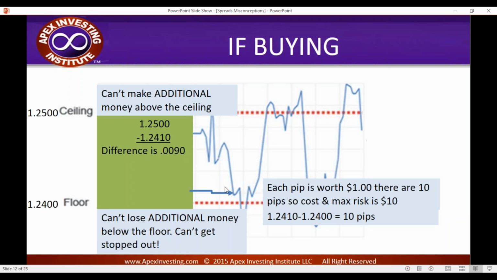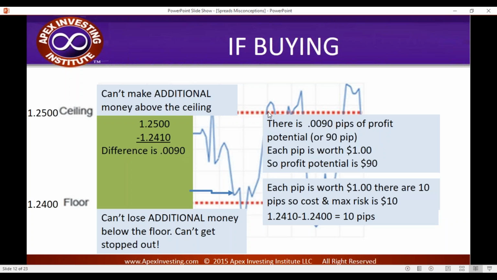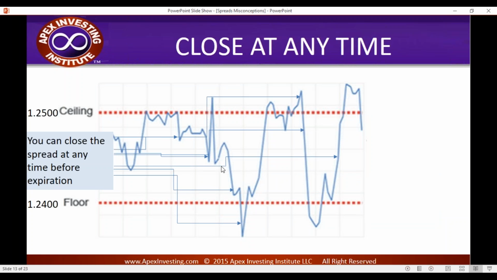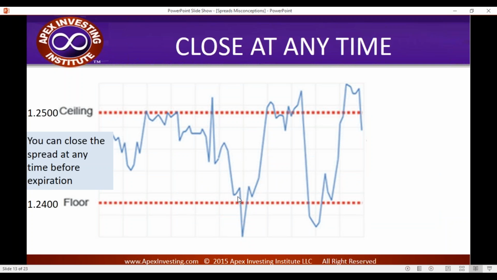All right? So I bought at 24.10. I can make money all the way up to the ceiling of 2,500, which is 90 pips of profit potential, $1 a pip, so profit potential 90 bucks. Now I can close it at any time. If I was able to buy into the market right here at 24.10, when that was the price of the spread, I can sell it when it gets up here to 24.50. Okay? Let's say, all right, I can exit it early, or I can wait till the spread expires.